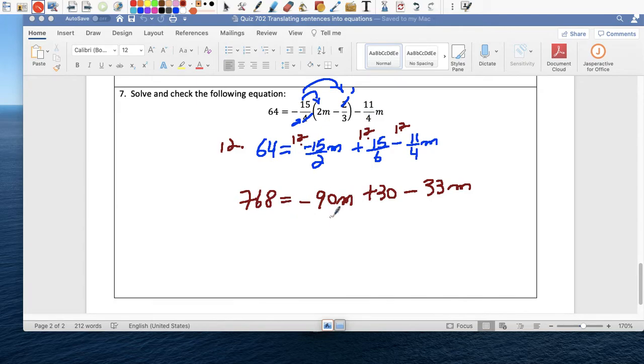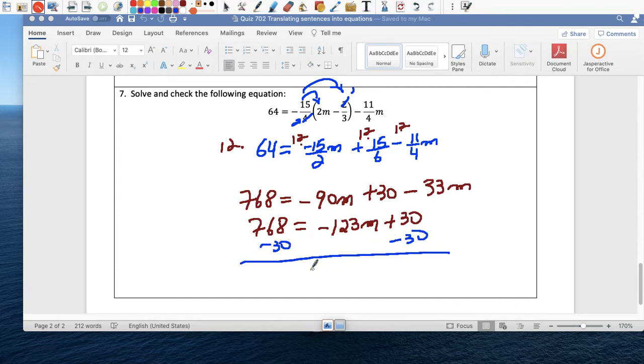So now we can combine some like terms, and we'll probably get a really ugly answer. So negative 90m and negative 33m is going to be negative 123m plus 30. So let's do what we know how to do. Minus 30, minus 30, and we get negative 123m equals 738. And divide both sides by negative 123. Yuck. Positive. So our answer is m equals 738 over negative 123.